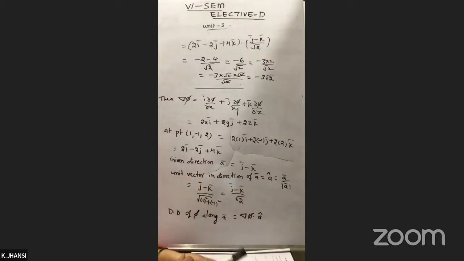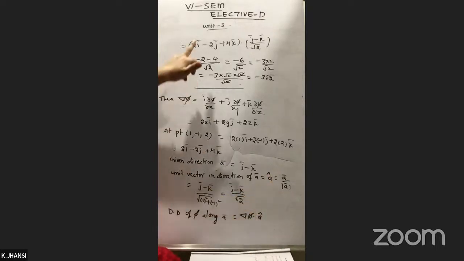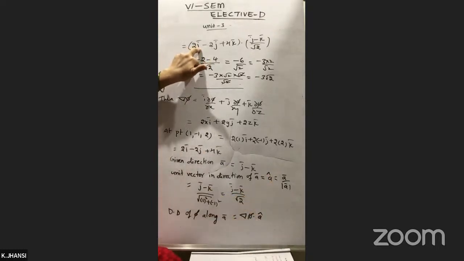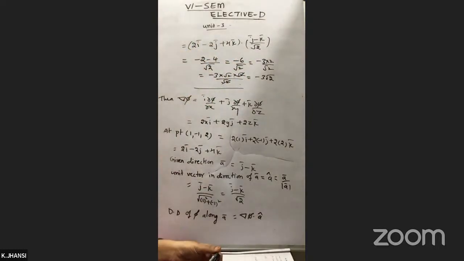So it is del phi into A cap. Here, whatever the A cap value is, you multiply with this del f. When you multiply that, whatever the i, j, k terms are there, they will vanish, and you will get the resultant as a scalar. This is the value you are getting now. It is the scalar function. Okay. So this is about the gradient of the vector.